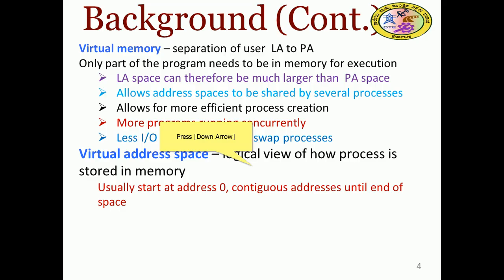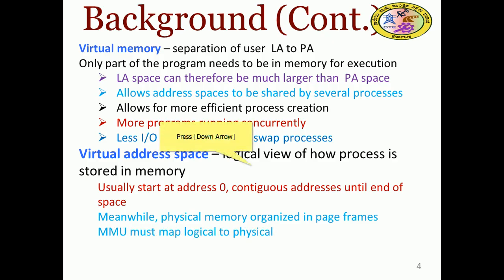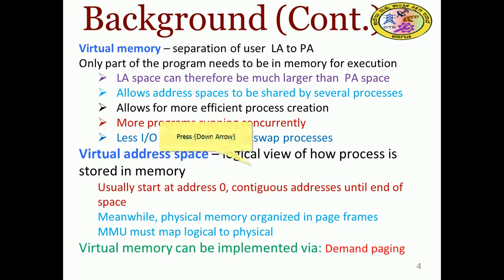Usually they start at address 0, with contiguous addresses until the end of the space. Meanwhile, physical memory is organized into page frames, and the process will be organized into pages. So the memory management unit must map logical to physical addresses.